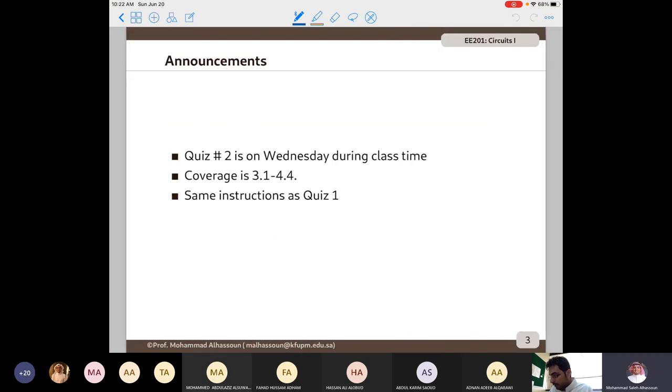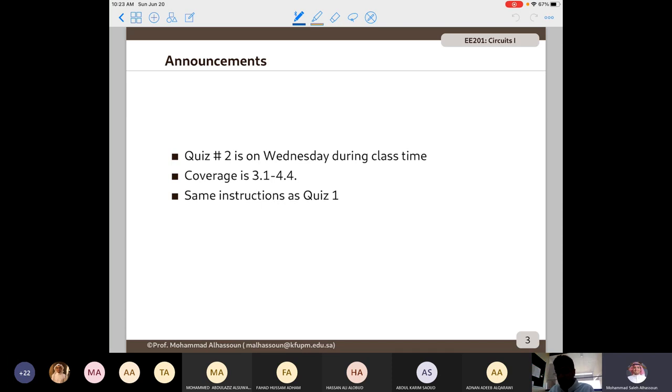So, the first and only announcement is that quiz two is on Wednesday, and it's going to be during the class time. It's something similar to quiz one. The material is different, however, so it's going to be 3.1 to 4.4. And the instructions will be exactly the same, so I will resend them the night before the quiz. But you can actually go back to the email sent to your area.